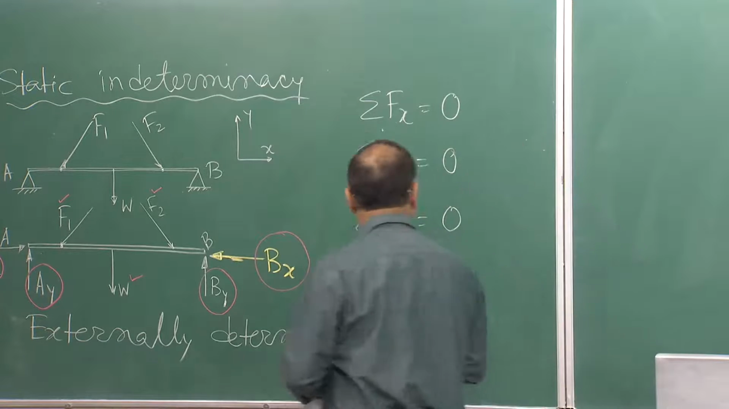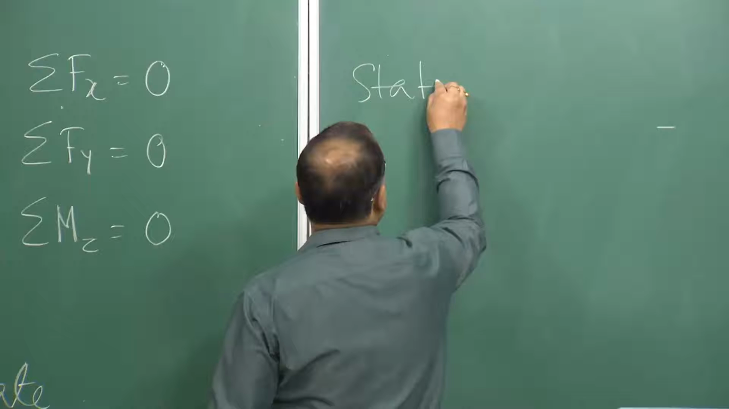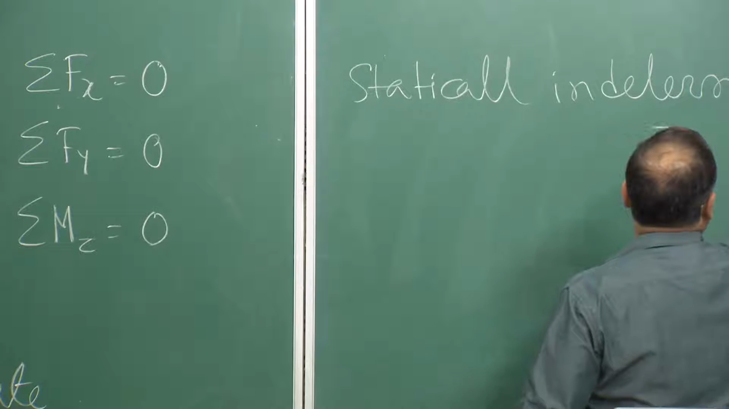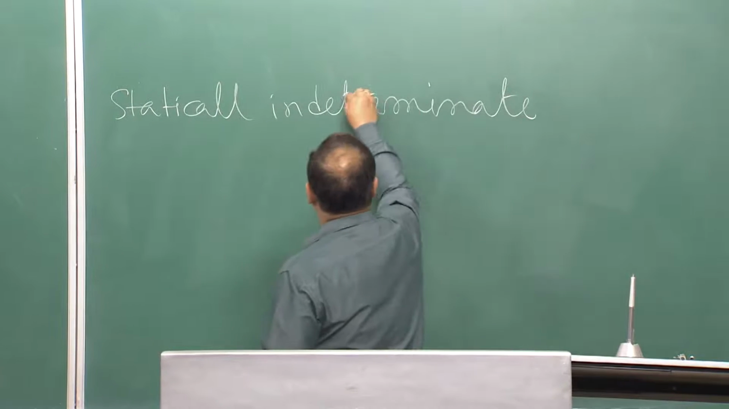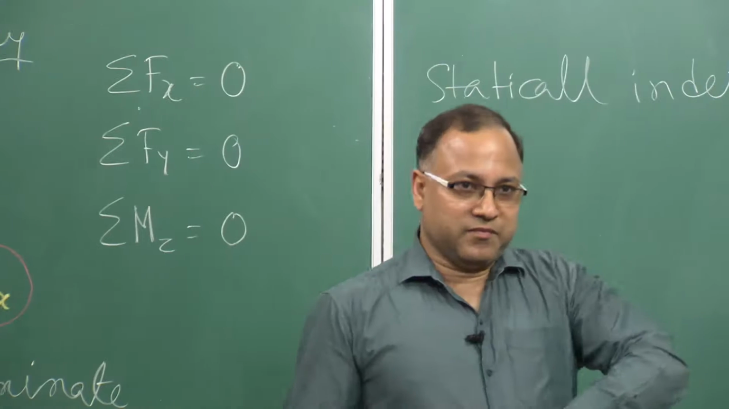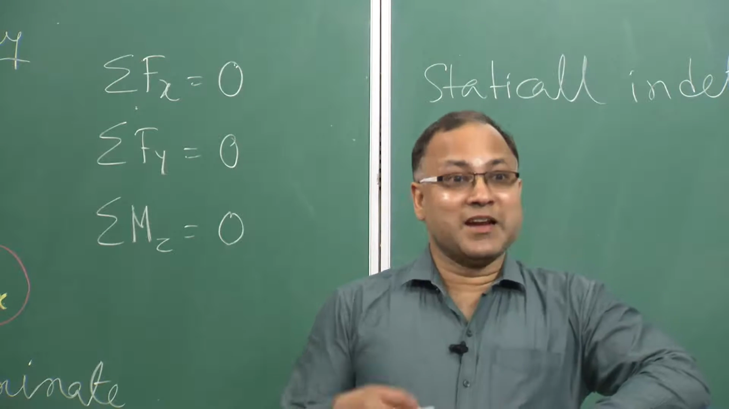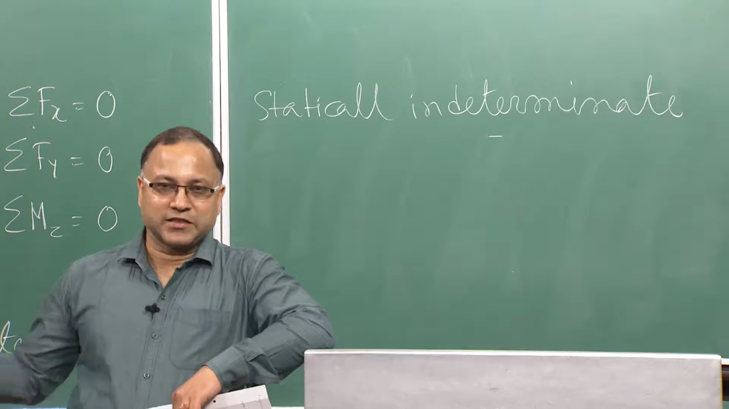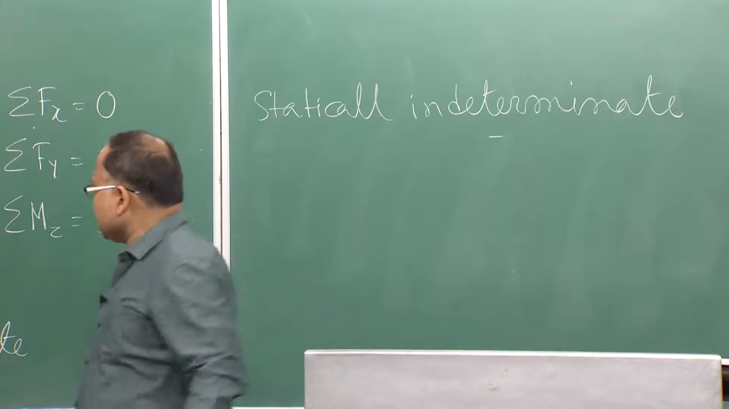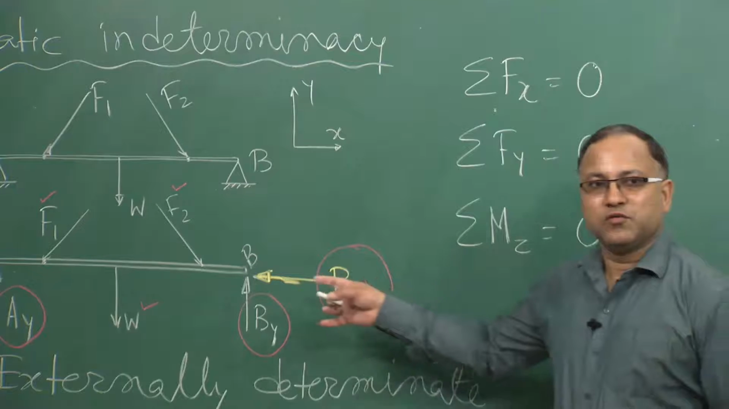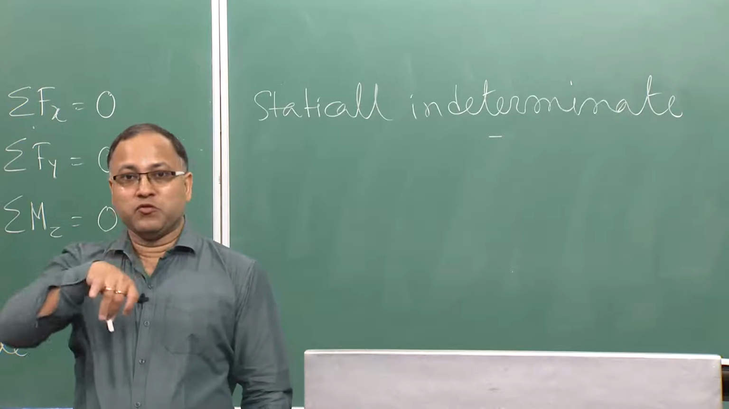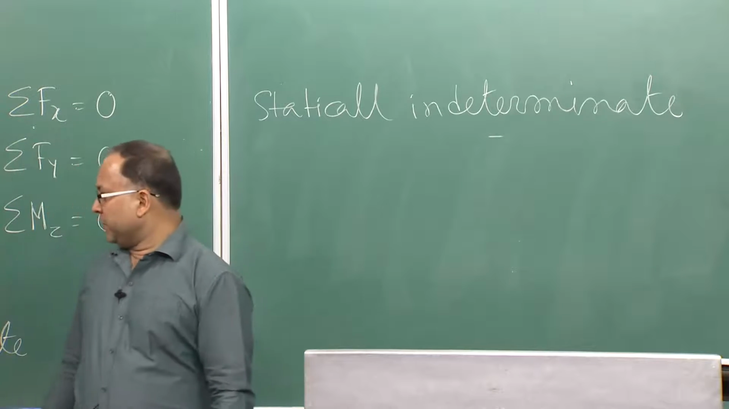So, this structure is known as statically indeterminate. To solve this kind of structure, we need to impose some condition. Those things will come later when we discuss the next chapter. At this moment, whatever problems we take in this chapter will be related to determinate structures. Indeterminate structures can be solved, but you have to do some extra exercise to solve them.